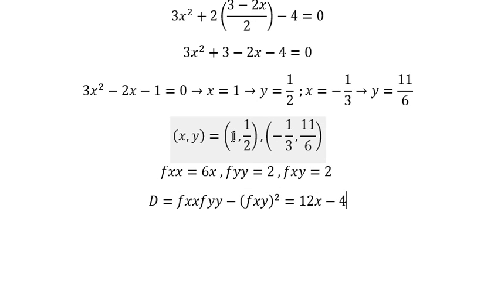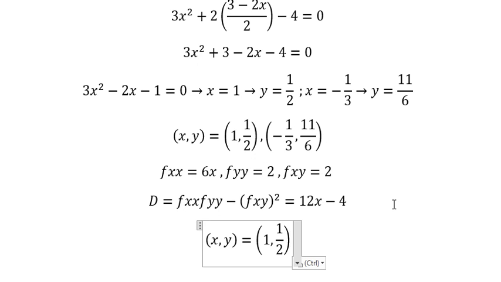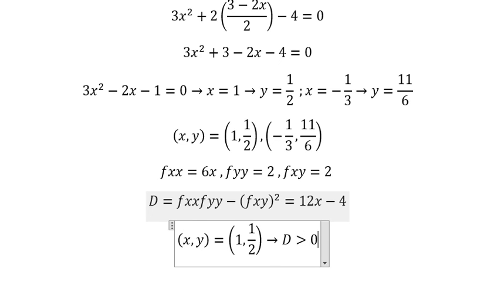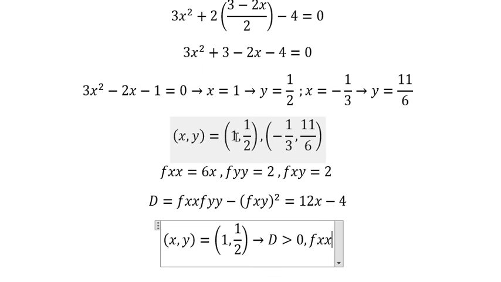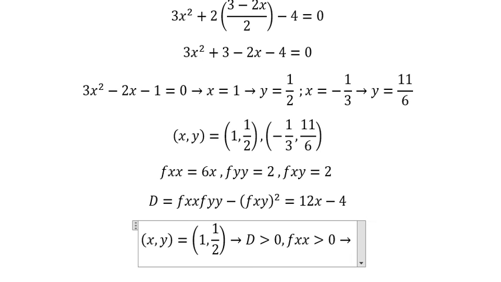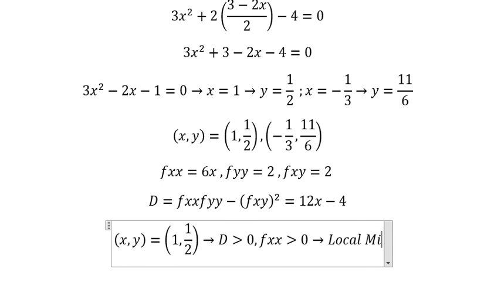So if I put 1 here, you will get D is positive, because 12 minus 4 is 8. And then for fss, we put 1 into 6s, and you get 6, which is positive. So this point here is a local min.